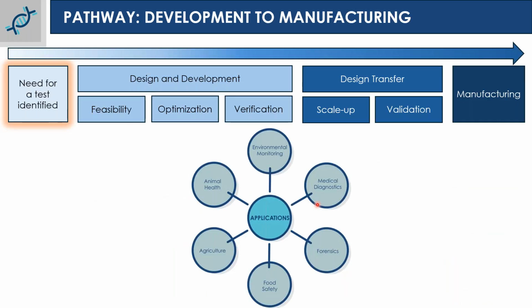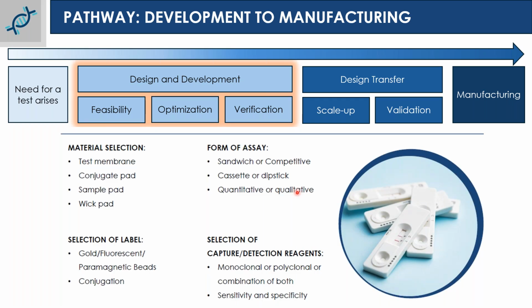So now we want to talk a little bit about the pathway from development of a lateral flow assay to manufacturing. And of course, the first step in any development is to identify the need for the test. And here we see a number of different areas of application for lateral flow assays. Of course, medical diagnostics and animal health, agriculture, food safety, environmental monitoring, forensics, and many, many more. And so during this stage, you'll begin to identify why you're developing the assay and what exactly it's going to detect. Then you enter the design and development phase.